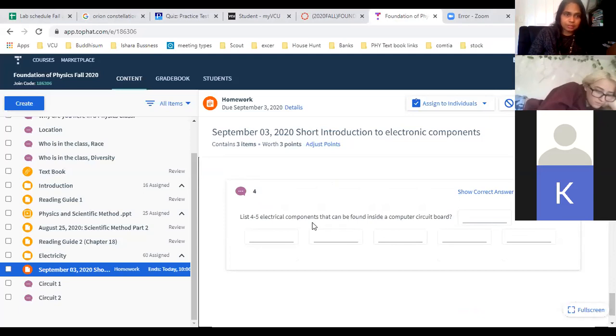And switches, inductors. Right? Those are simple things. And then it comes with integrated circuits. You can list a whole bunch of these.